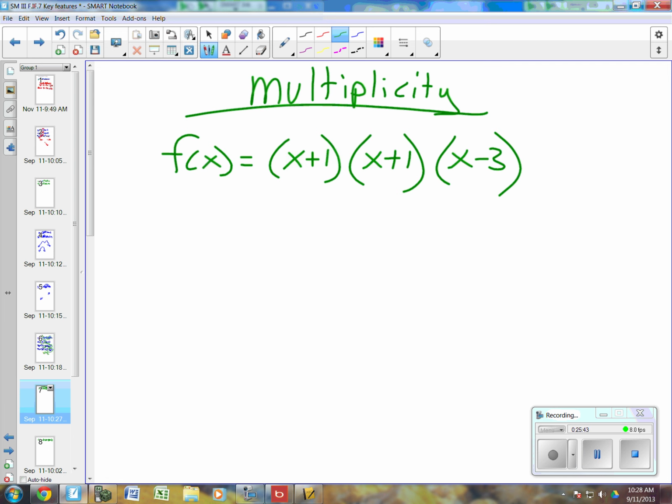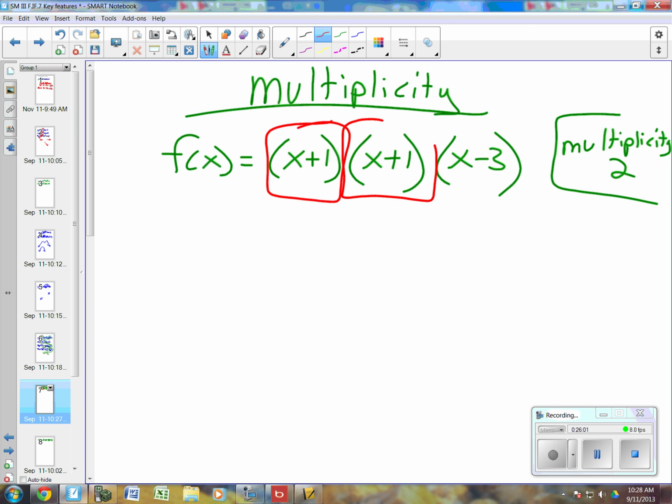All right, if I multiplied this out, I have three factors right here. This one right here has multiplicity 2. The reason being is because this factor and this factor are the same. The question is how can you tell when it's not written in factored form? So I'm going to multiply them together right now.